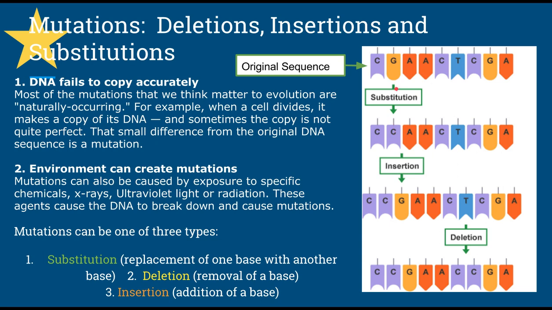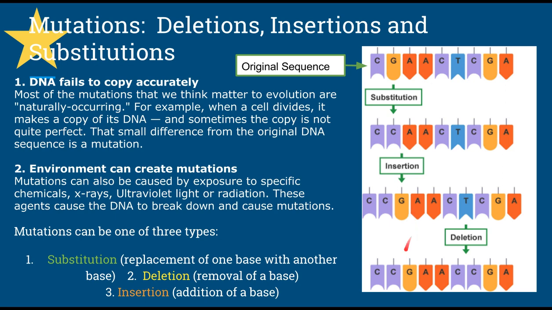Okay, and then there's an insertion. An insertion is when you have an addition of a base. A base is added in. So let's see, here we have 1, 2, 3, 4, 5, 6, 7, 8, 9 base pairs. And here we have 1, 2, 3, 4, 5, 10. So that's how you can tell if there's been an insertion. You can really just count the base pairs. You don't have to really look at the exact sequence.